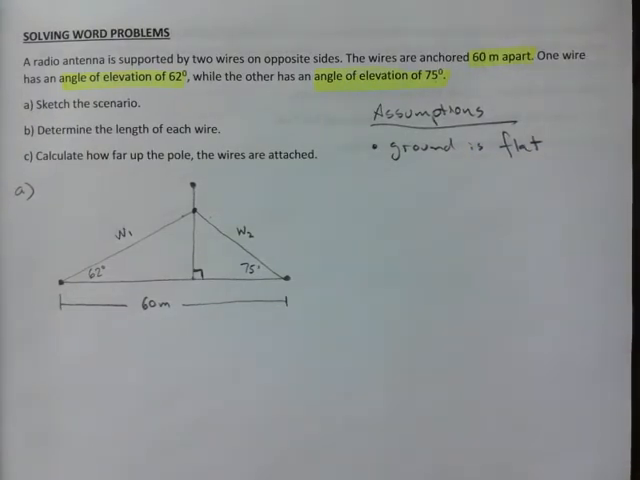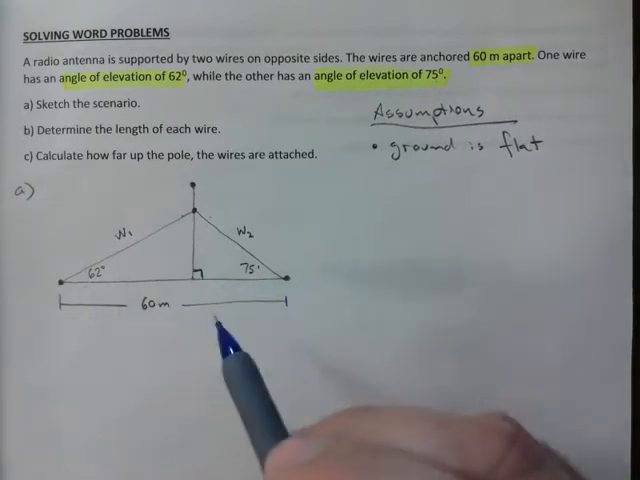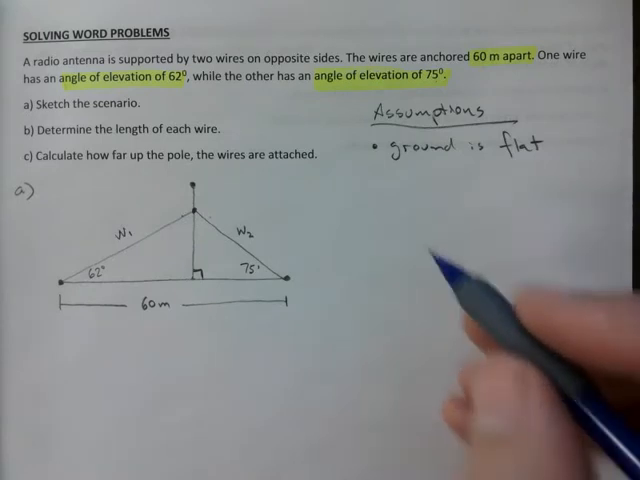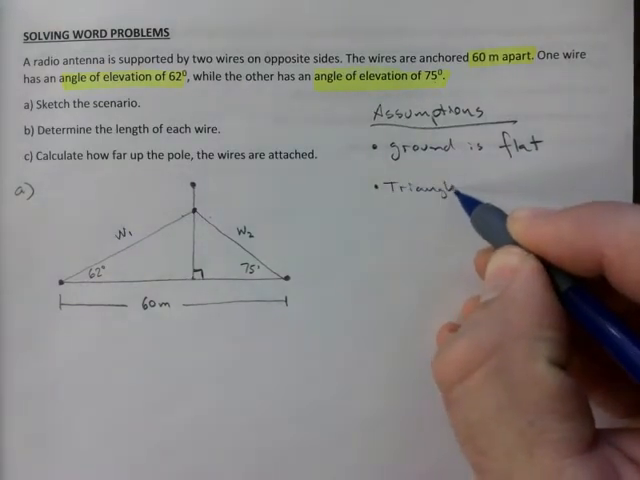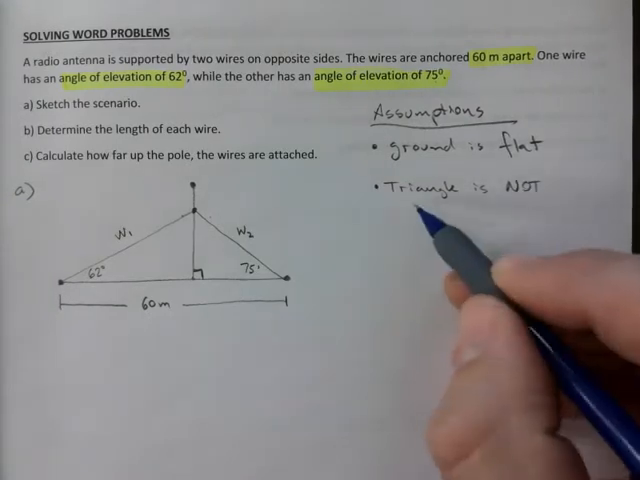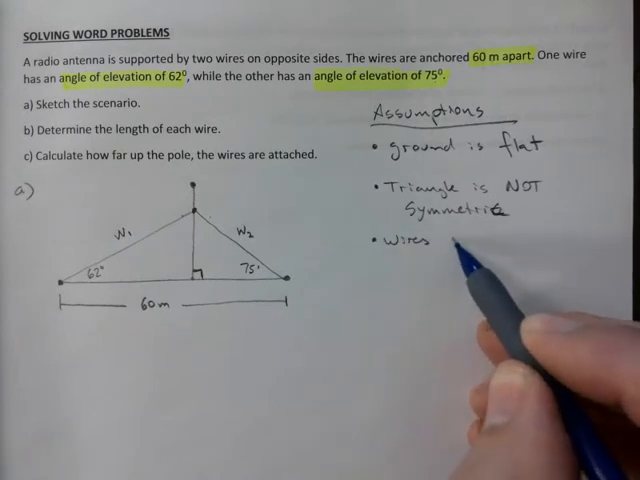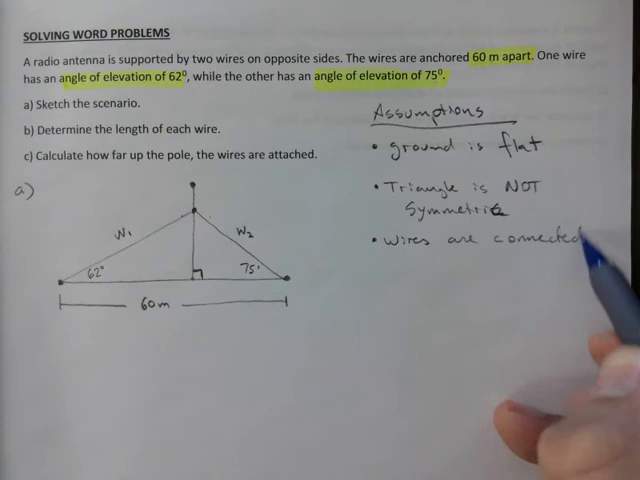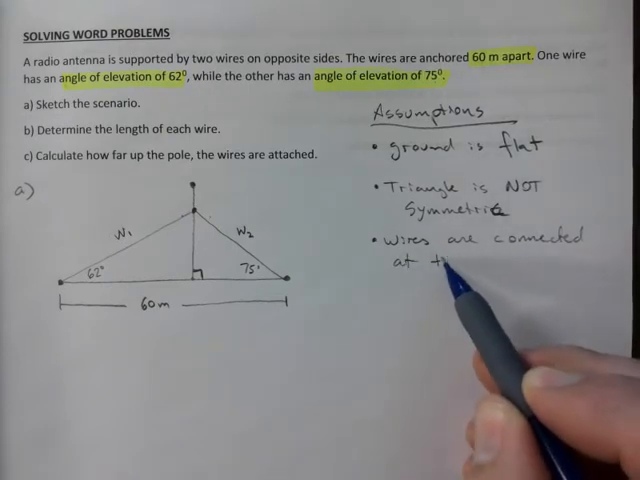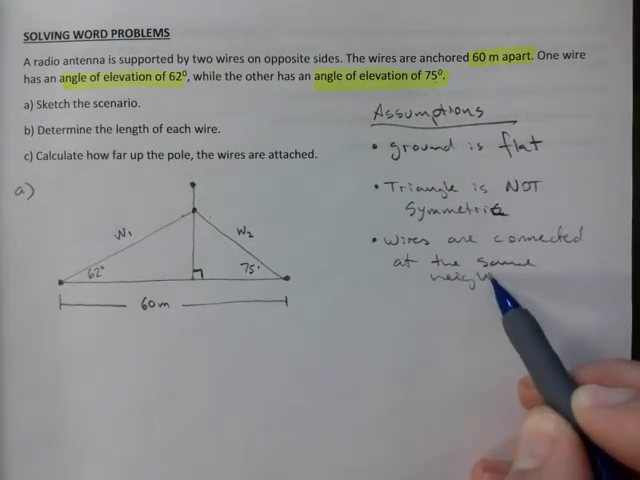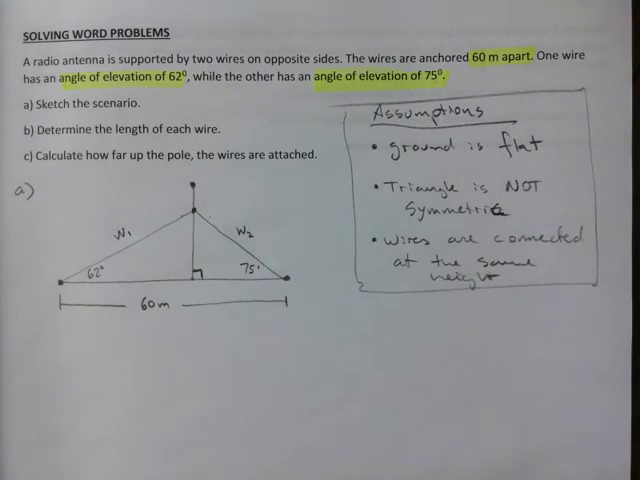Obviously, we're in Manitoba, Mr. Dirksen, right? But it could be that it's not. It could be that it's all bumpy and hilly or whatever. So we're making an assumption that the triangle is not symmetric. It has different base angles there. And we're also assuming the wires are connected at the same height. Okay, these are the assumptions we're making here when we're solving this thing. You don't need to state them, okay? I just wanted to make an observation about that.